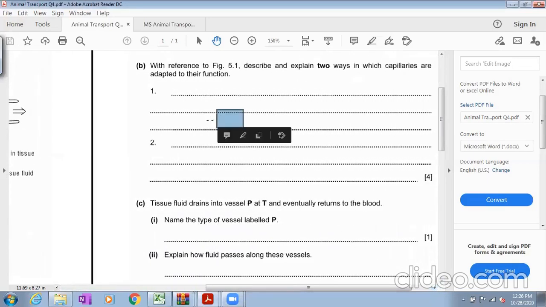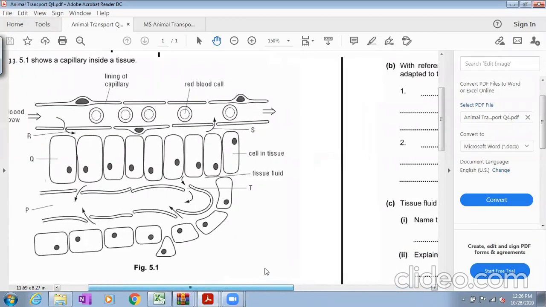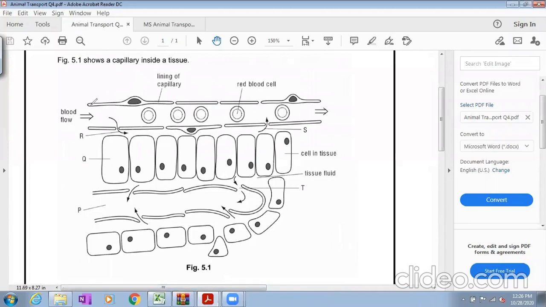Now another question we have: with reference to figure 5.1, describe and explain two ways in which capillaries are adapted to their function. If you see the capillary here, first thing is it is one cell thick, which means it is very thin. Why is it like this? So that there is less space between the cell and the red blood cell, so oxygen and other nutrients diffuse easily and reach the cell easily.